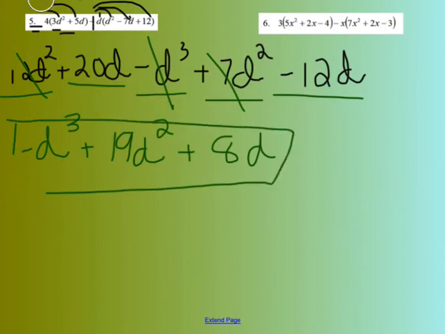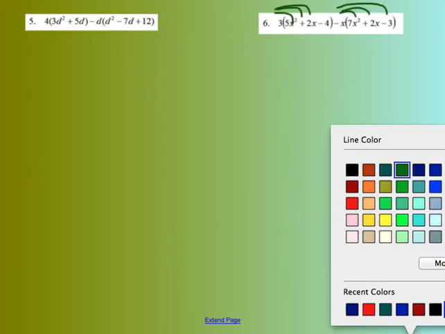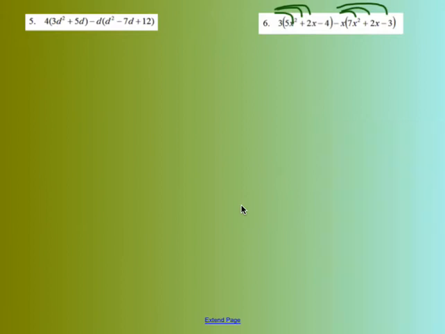Next, let's take a look at number 6. For number 6, again, we're going to distribute each into each parenthesis. We're going to start by taking that 3 and distributing it into everything, and then that negative x and distribute it into everything. Remember that negative x is going to change the signs of everything. So now let's go ahead and distribute that 3. 3 times 5 is 15, and then we have x squared. 3 times 2 is 6, and then we have x. 3 times negative 4 is negative 12. So now I'm done with that one right there.